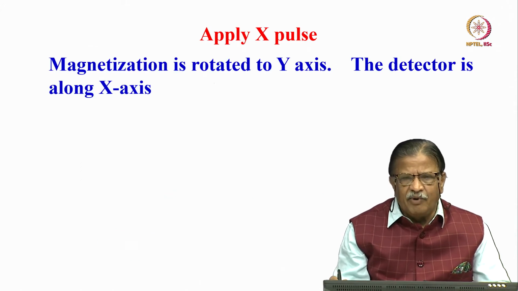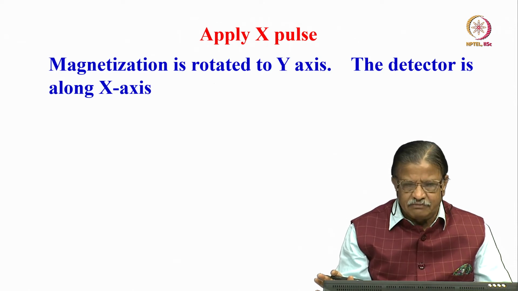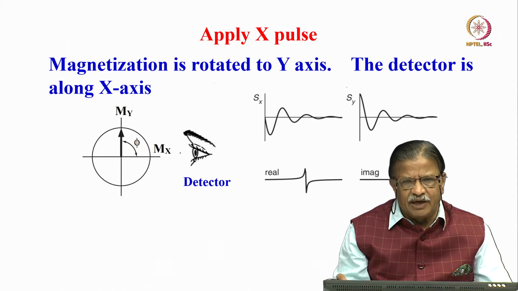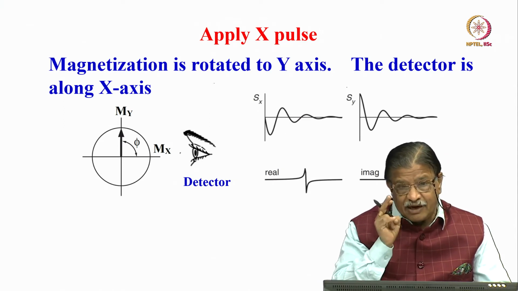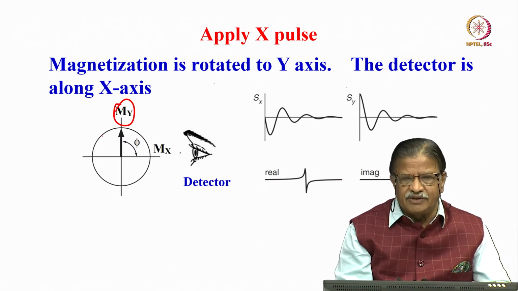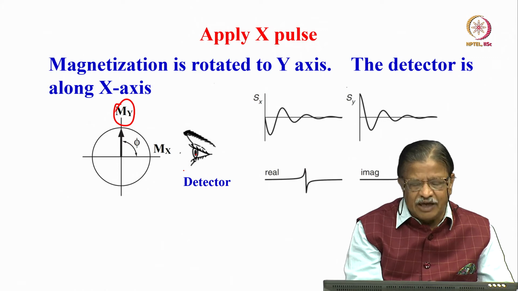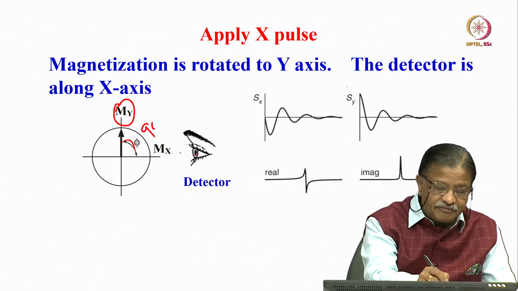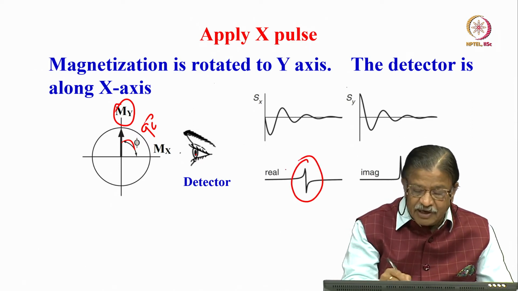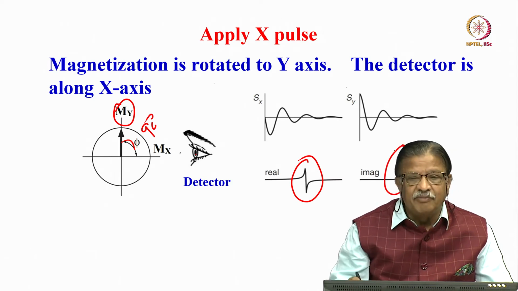Fine. Now, I am going to apply an x pulse and rotate the magnetization to the y axis. The detector is along the x axis. Okay, this is what we are going to get. Now, remember I am applying an x pulse, the magnetization is along the My axis, but my detector is still here, the receiver I have not changed. So, what is going to happen? There is a phase shift already of 90 degrees. So, what does it mean? The real part now becomes like a dispersive signal and the imaginary part becomes an absorptive signal.